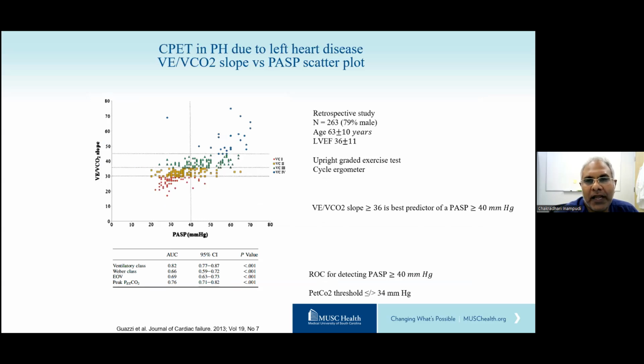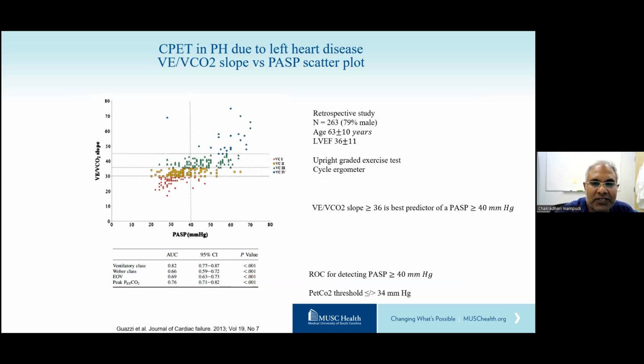Now, moving on to pulmonary hypertension due to left heart disease. This is a classic work by Dr. Guazzi and group. It's a retrospective study of 263 patients with heart failure. Their age was 63 plus or minus 10 years, and the LVEF was around 36 plus or minus 11%. Here they did an upright graded exercise test using a cycle ergometer. Here at MUSC, we perform most of our testing with a treadmill.